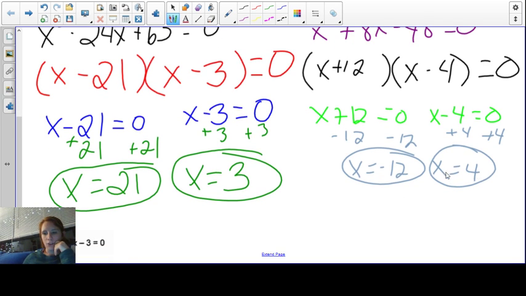In this case, I had two opposite signs. This one I had two positives, and this one I have a negative and a positive. It doesn't matter, as long as you get your answers. It all depends on what your signs are. So if you have a negative and positive sign in here, you're going to have a negative and positive answer. If you have two negatives, you'll get two positives. And if you have two positives in your parentheses, you'll have two negative answers.